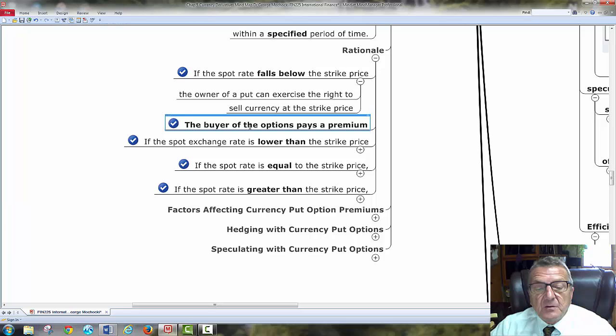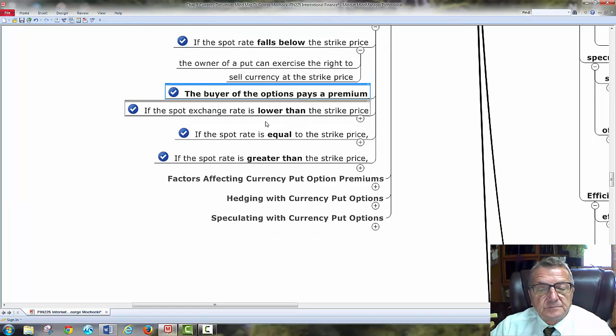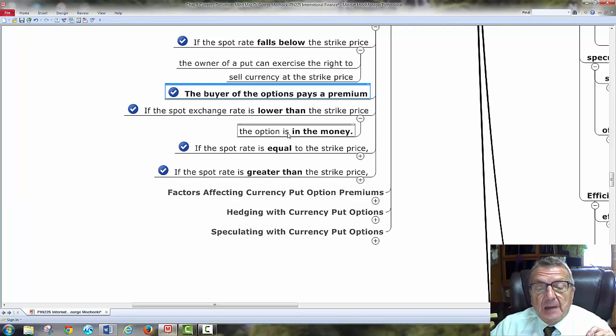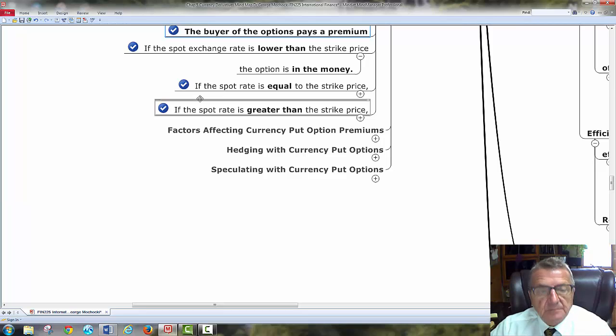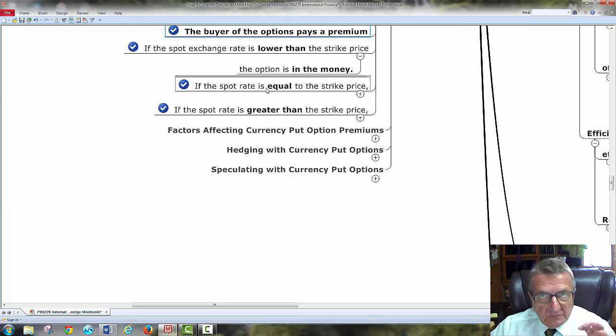Now, if the buyer buys an option, the buyer pays a premium. Remember, the buyer of the option has to pay a premium to the seller. If the spot exchange rate is lower than the strike price, the option is in the money. Look at the book, the author explains it.